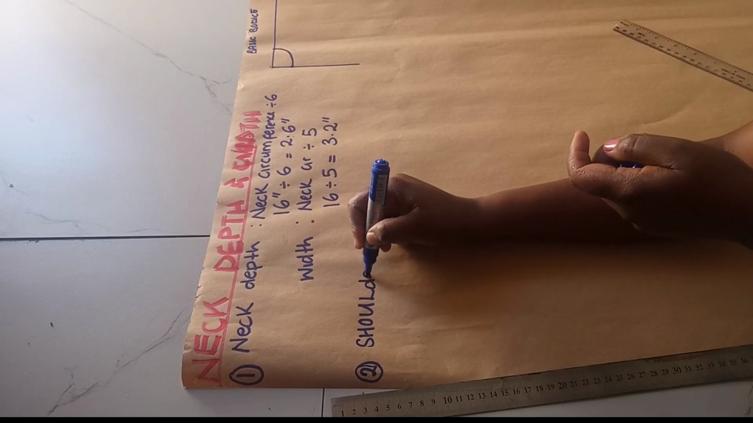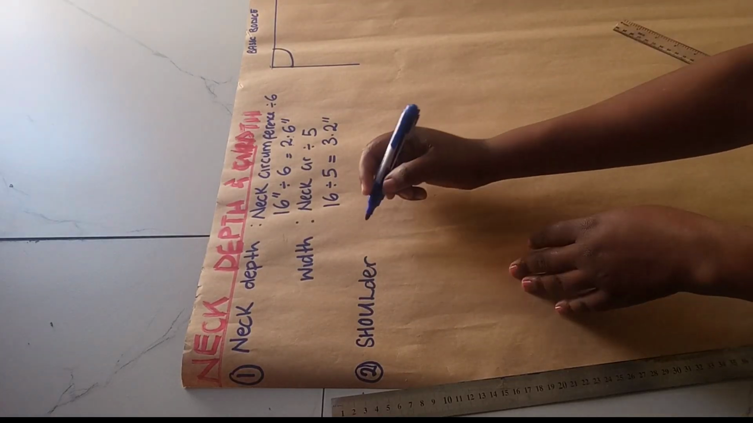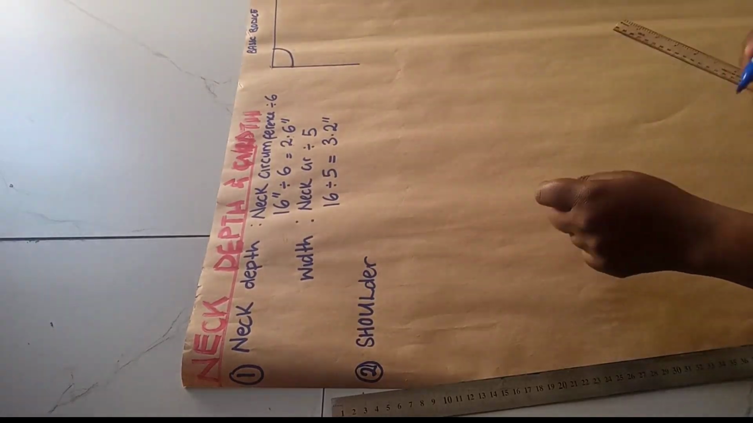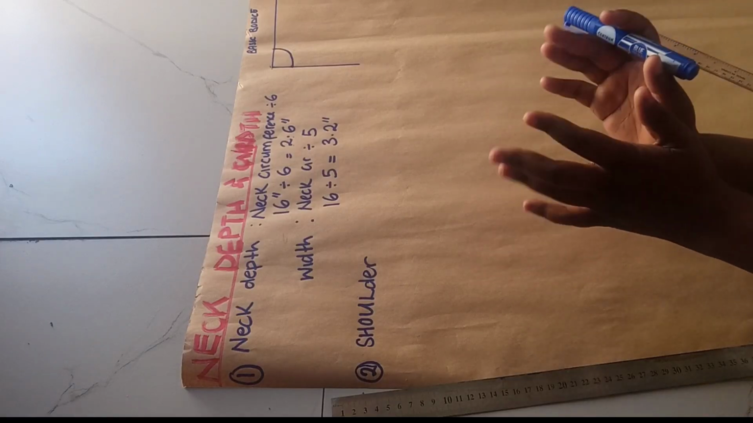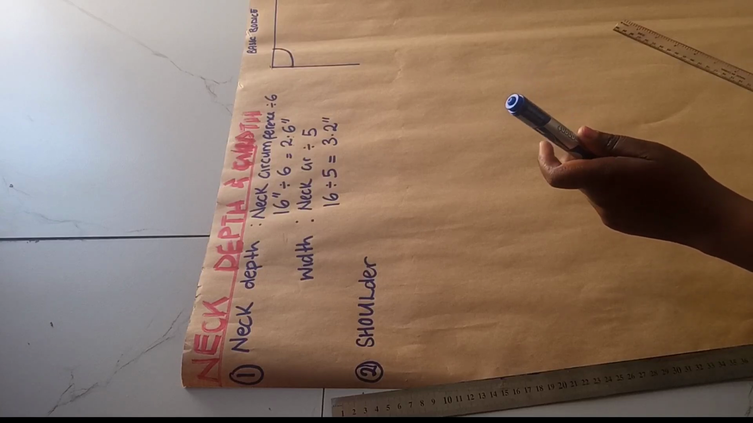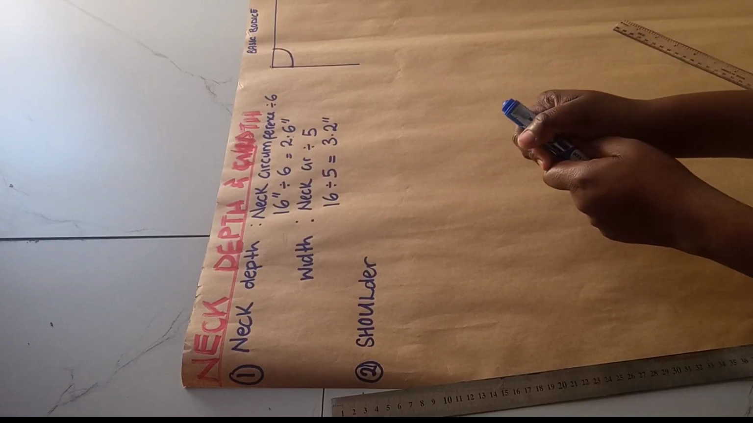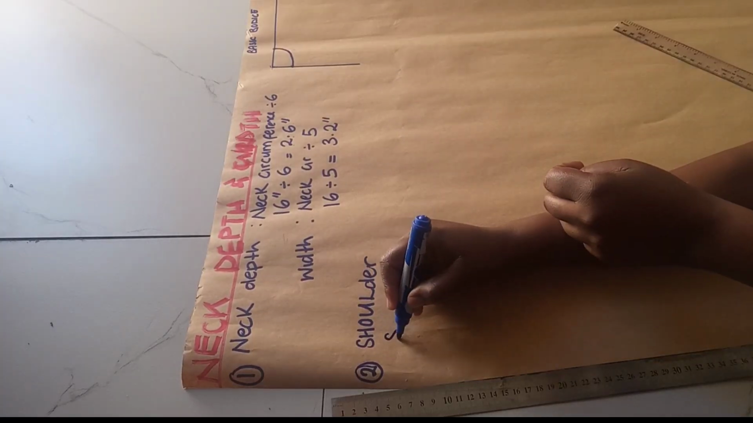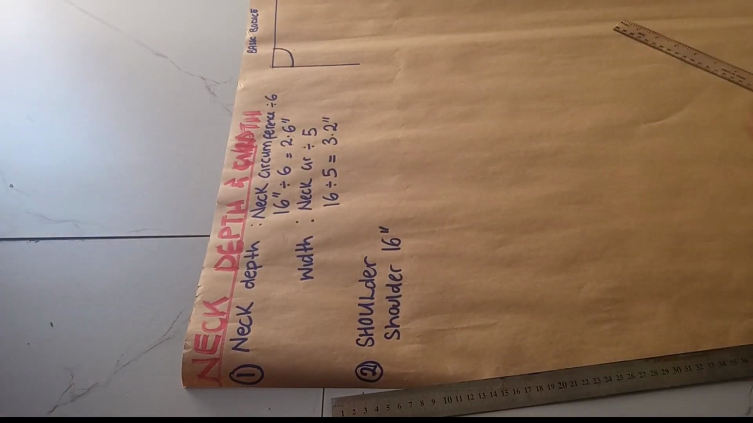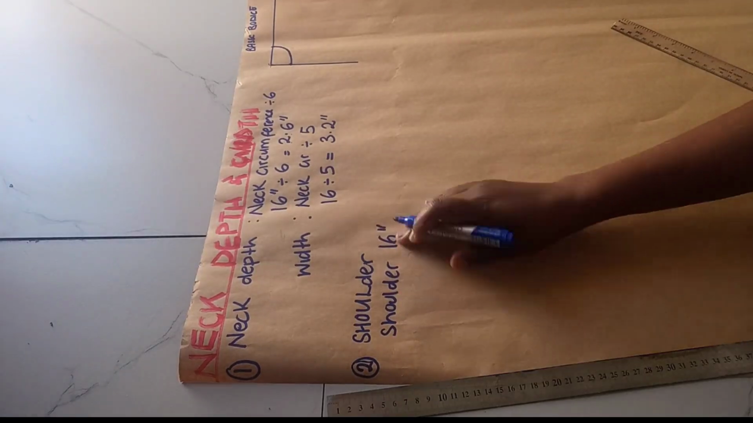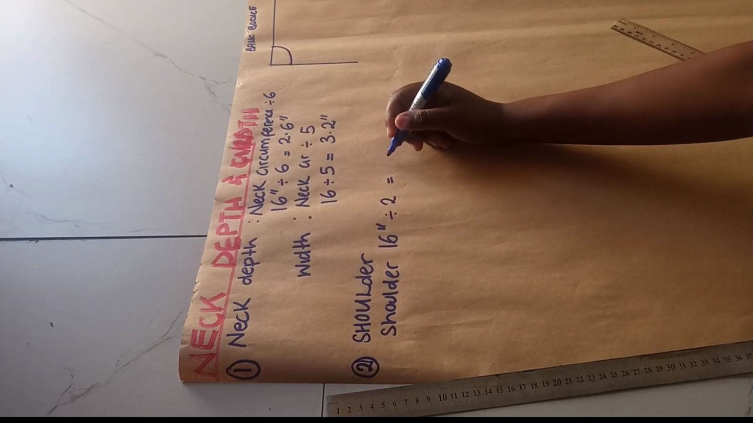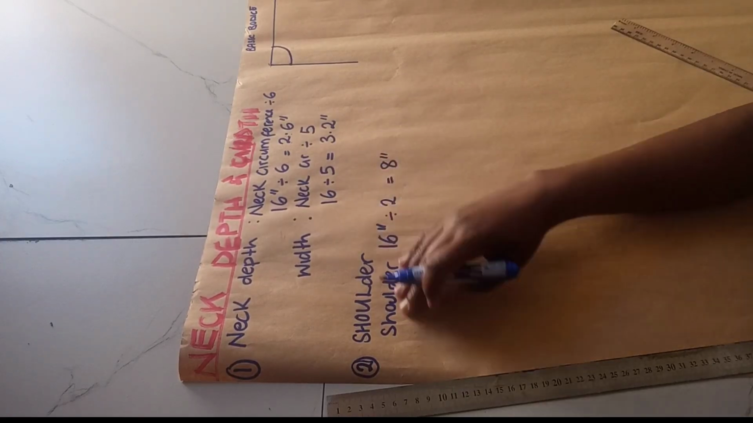So this is how we get the shoulder. The shoulder measurement. The actual method of getting the shoulder measurement is by measuring your shoulder, then dividing that by 2. So my shoulder is 16 inches, of which we just divide by 2, which gives us 8 inches.